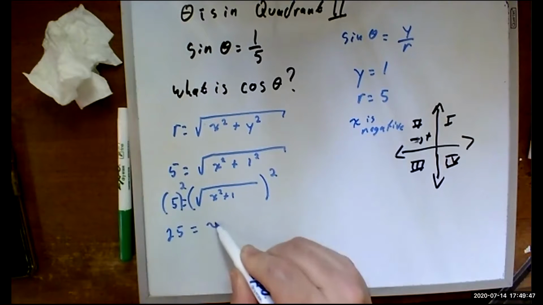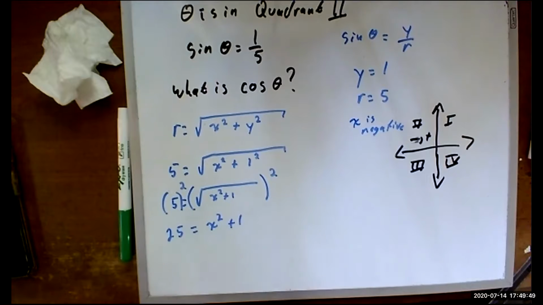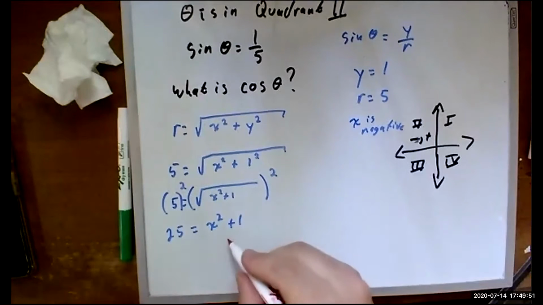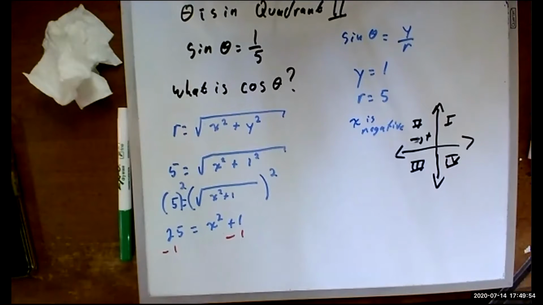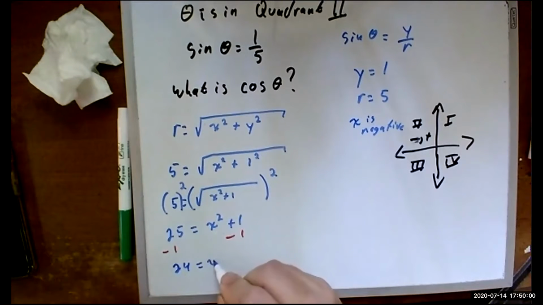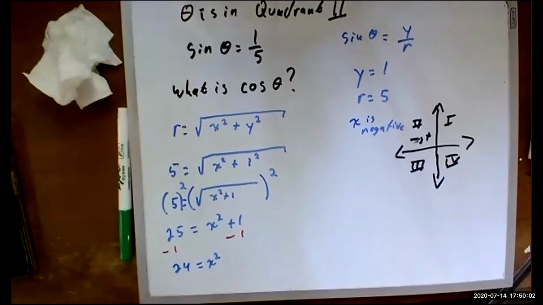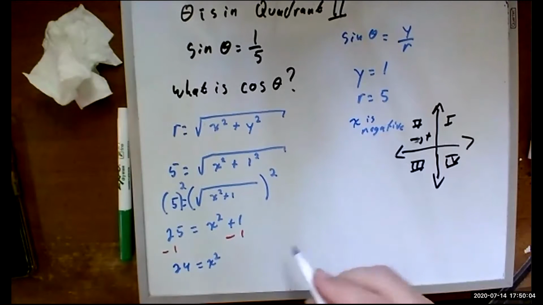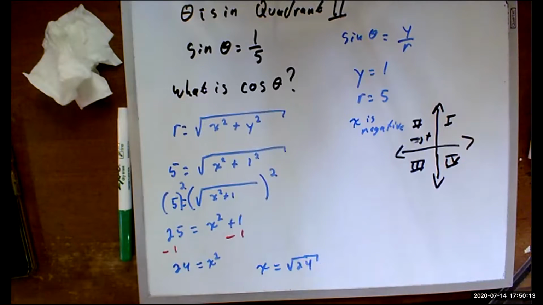So 25 is going to be equal to x squared plus 1. We'll subtract 1 from both sides. So x squared is equal to 24, which means x is going to be equal to the square root of 24. We also already identified that x is negative, so we're going to make that a negative.